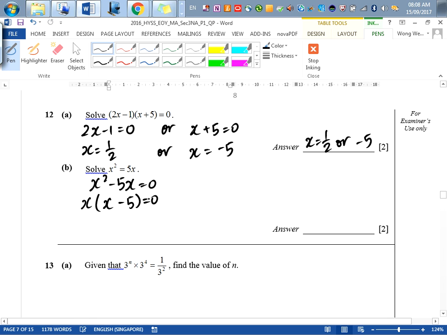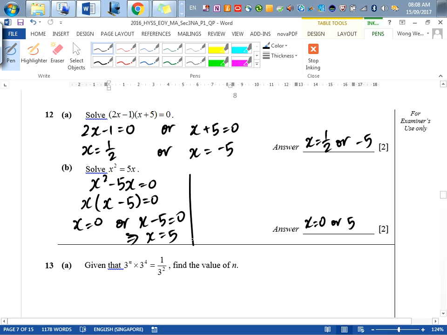Okay, so what's the answer? Yeah, x equals 0 or x equals 5. Yeah, these are the two options. So x equals 0 or x minus 5 equals 0, implying that x equals 5. So these are the two answers. x equals 0 or 5.